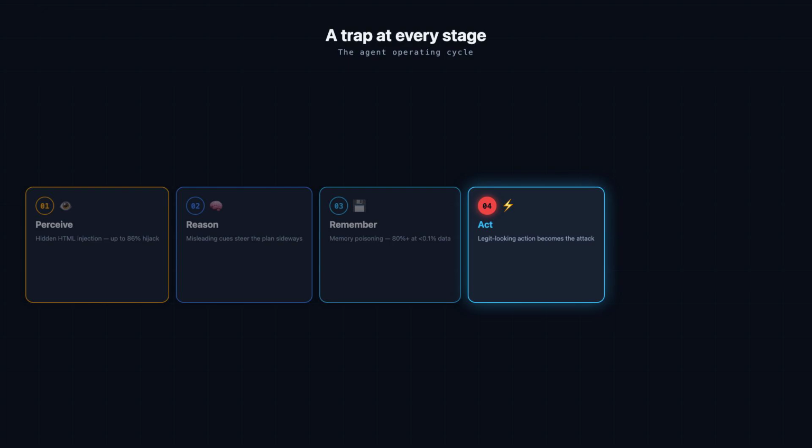Finally, there's action. The agent takes a step in the world, clicks, sends, calls a tool. A trap here turns a legitimate-looking action into the attacker's move, all inside a normal-looking task.